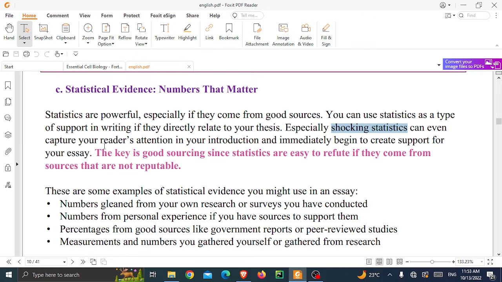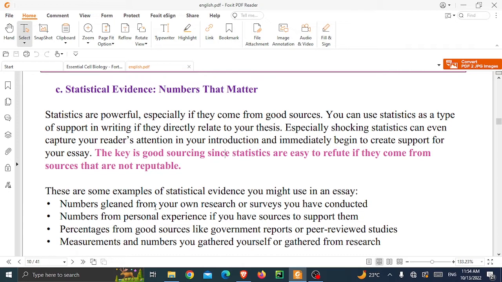So it will help capture the reader's attention in your introduction and immediately make them immersed in the experience or the essay. And let's focus on something. Like I said, statistics are good and powerful if they come from good sources. So good sourcing is the key factor in using statistical evidence, because if it's not from a good source, it's easy to refute and easy to prove wrong. So focus on that part.